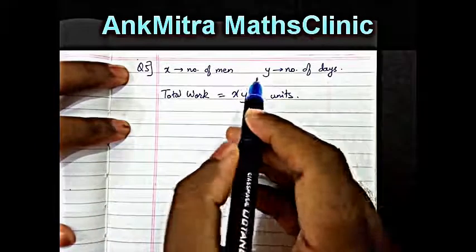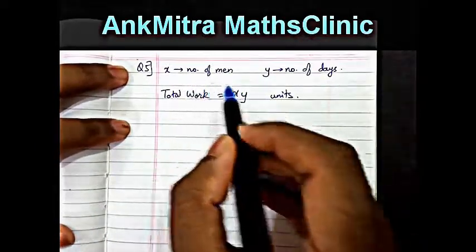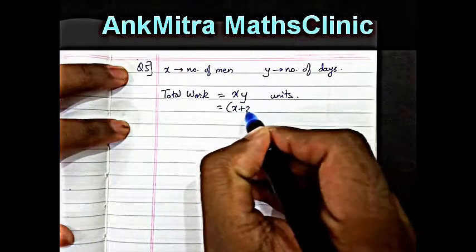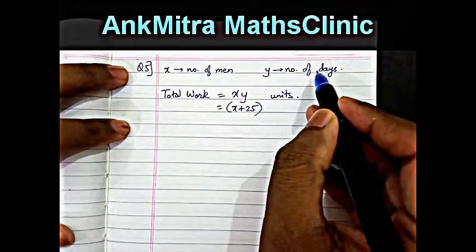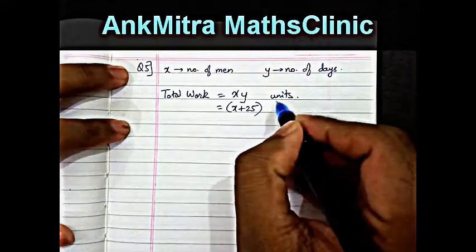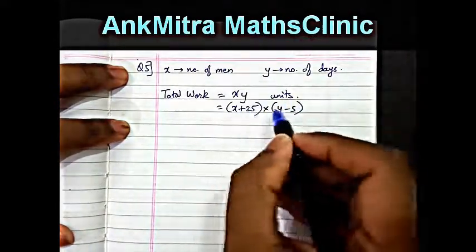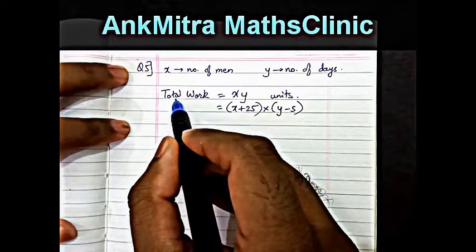Now the second condition that is given is if the number of men is increased by 25, that is X plus 25, then the number of days required is 5 less than the original. So multiplied by Y minus 5. This is also the expression for total work again.